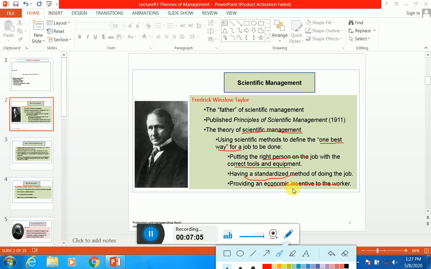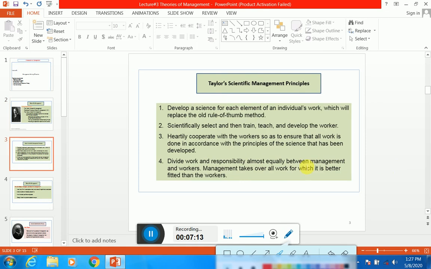He made everything systematic, not haphazard. Hopefully, a bit of an idea will be clear. Now we will move to the next slide.